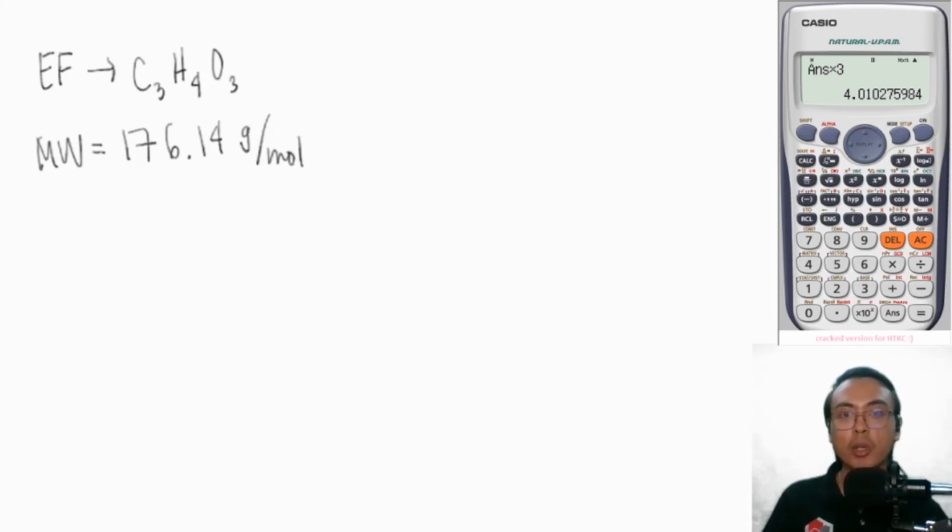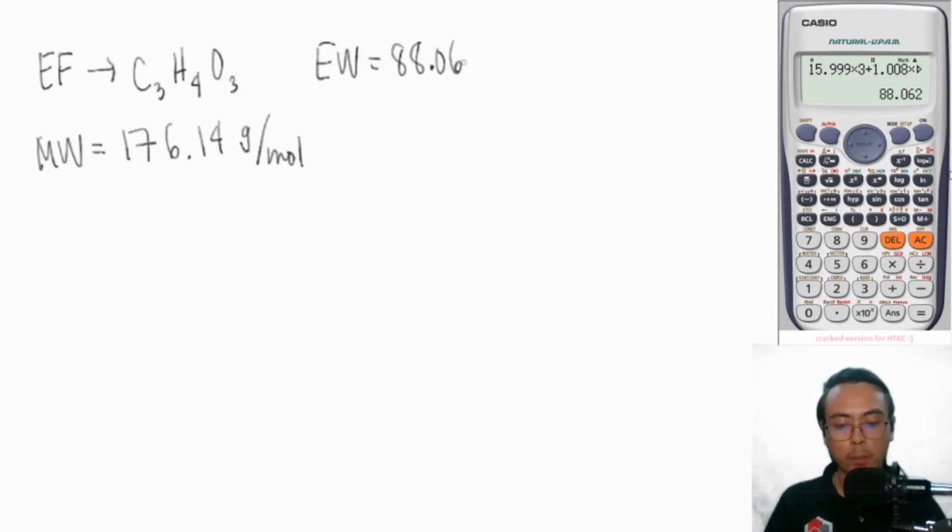For the determination of the molecular formula, we need to know two values. First is the molecular weight of the compound, and second is the empirical weight of the compound. The empirical weight is simply the molecular weight of the empirical formula of the compound. So for the empirical formula C3H4O3, we determine the empirical weight as oxygen, 15.999 times 3, plus hydrogen, 1.008 times 4, plus carbon, 12.011 times 3. The empirical weight is 88.062 grams per mole.